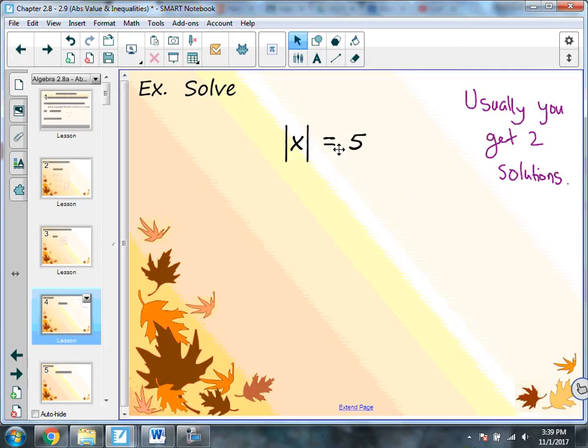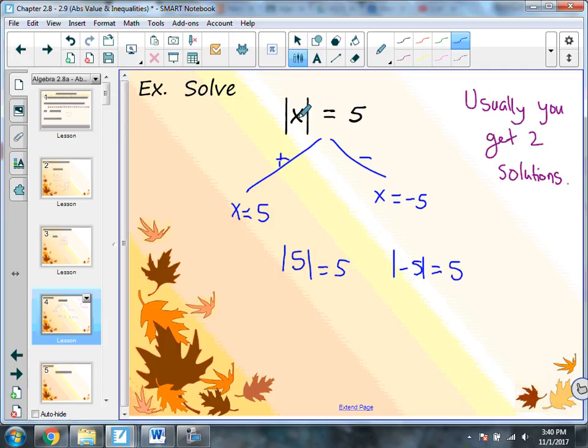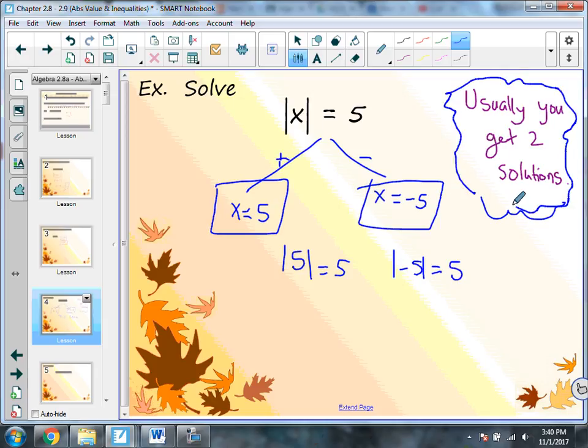So the way you solve these is you say, well, the inside of here could be 5, and that would be true because the absolute value of 5 is 5. The inside of here could be -5. So this is the positive and the negative possibilities because the absolute value of 5 is 5 and the absolute value of -5 is also 5. So you have to consider both possibilities because inside here could be 5 or -5. So we get two answers, x equals 5 and x equals -5. So usually you get two solutions. So that is a big key concept here with this particular solving section. Sorry, I went a little nuts there. Usually you get two solutions.